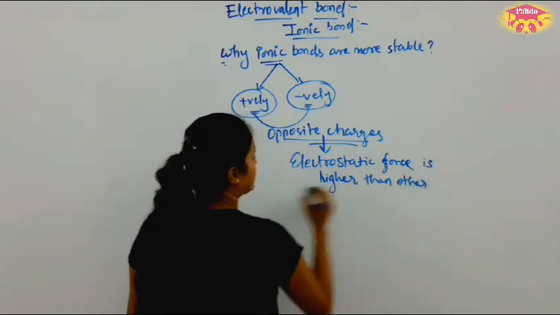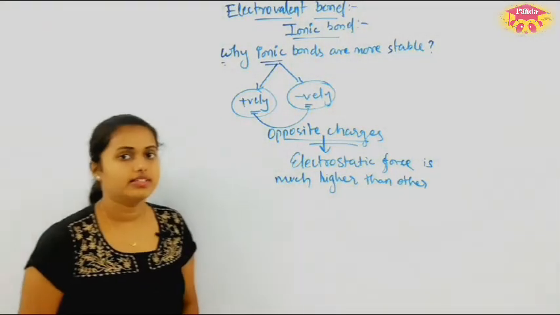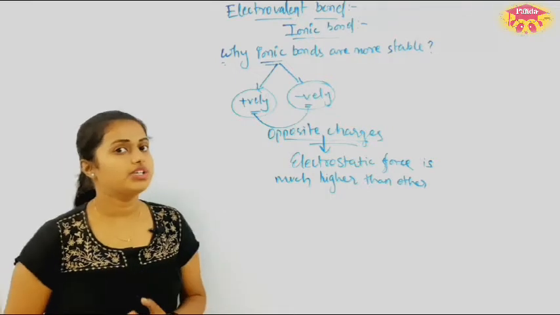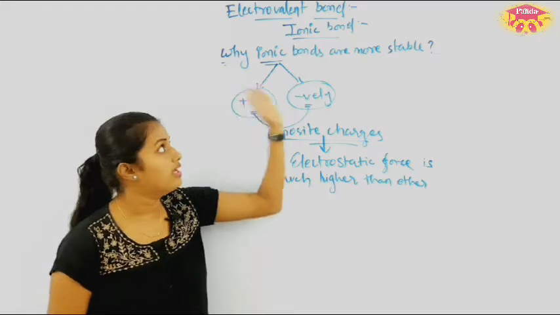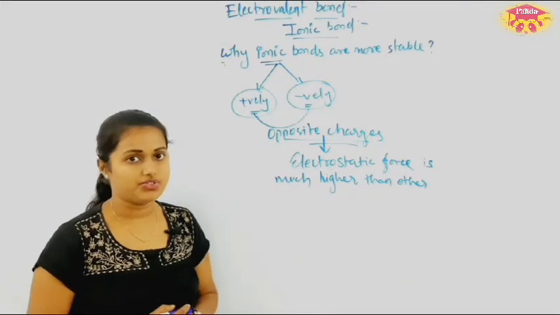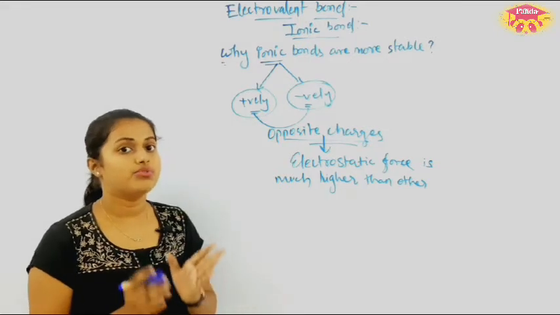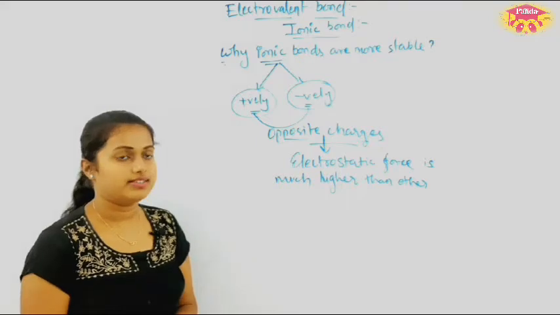Okay, it is much higher than others. The electrostatic force of attraction between oppositely charged atoms is higher. So the ionic bonds are more stable compared to other bonds, because the electrostatic force of attraction is higher in the case of opposite charges.